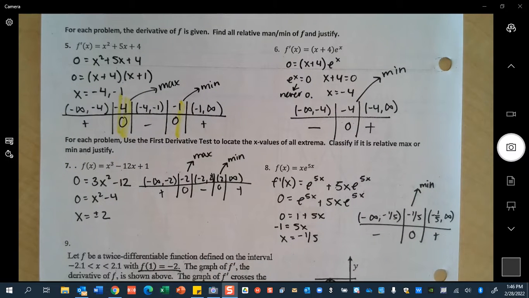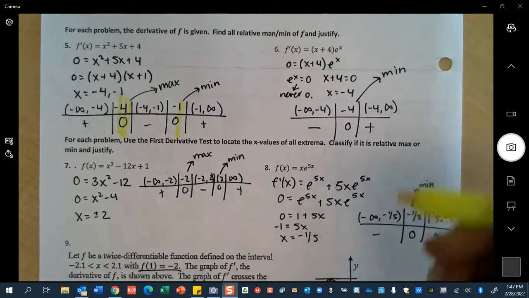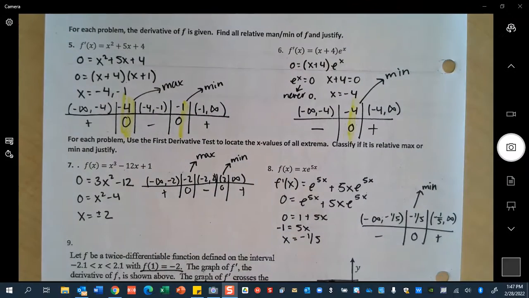So those critical points here and here are where my derivative is equal to 0. I don't know if it's a min or a max until I test all of the intervals on either side of those critical points. It's a maximum if it goes from being positive to negative. It's a minimum if it goes from being negative to positive. Okay on 5 and 6? Yeah? This is our critical points that we're testing.